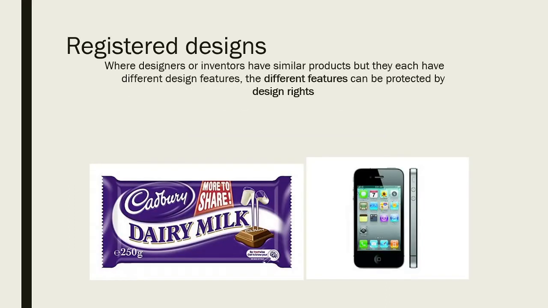So, registered designs. This is where designers or inventors have similar products, but they have slightly different features. So, for example, if you take a smartphone, obviously you can't just copyright the whole idea of a smartphone because there are so many different kinds now. But there are certain parts of the design that you can register. So if you take, say, the iPhone, what part of that iPhone do you reckon is registered?